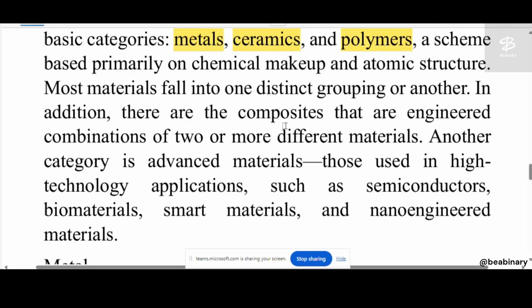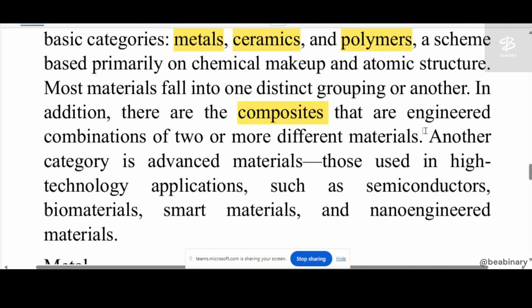In addition, there are the composite materials, right? The composites are engineered combinations of two or more different materials. Very common composites are the pillars and beams that we see around us, in the office or home structures that we live in, the pillars, beams, roof. They are all examples of composites.